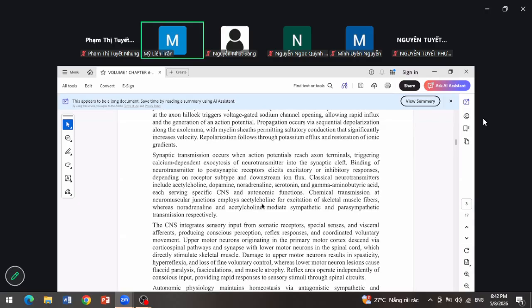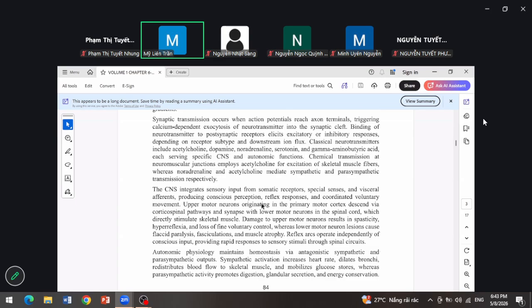Chemical transmission at neuromuscular junctions employs acetylcholine for excitation of skeletal muscle fibers, whereas noradrenaline and acetylcholine mediate sympathetic and parasympathetic transmission, respectively. The CNS integrates sensory input from somatic receptors, special senses, and visceral afferents, producing conscious perception, reflex responses, and coordinated voluntary movement.